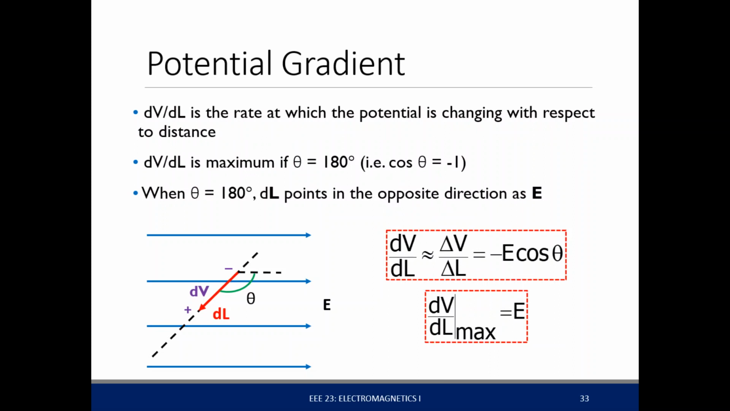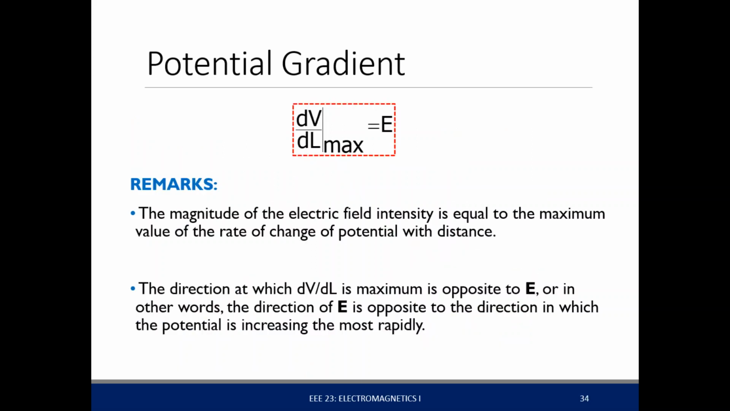So dV over dL is the rate at which the potential is changing with respect to the distance. Okay? It's maximum if you're going in opposite directions, and that is the case when you have your maximum electric field. So basically, the maximum value of the change in potential with respect to space is equal to the magnitude of your electric field.